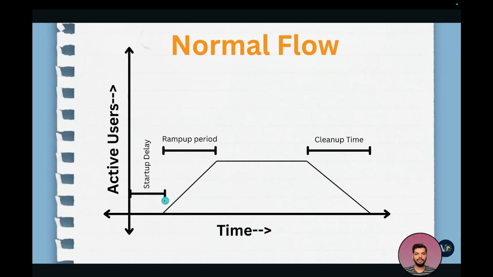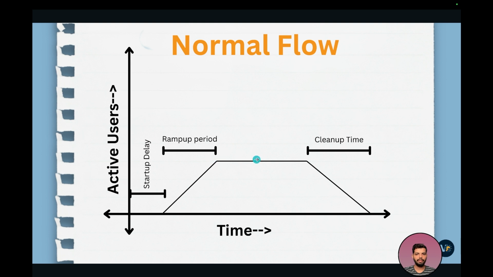So let's say we are simulating the traffic for 100 users. Before all those 100 users can be active, we might have some ramp up period. All the 100 users won't get active at the start of the test; rather, they will take some time. So this curve that you are seeing over here is the ramp up time, and we can set this delay from the JMeter GUI.